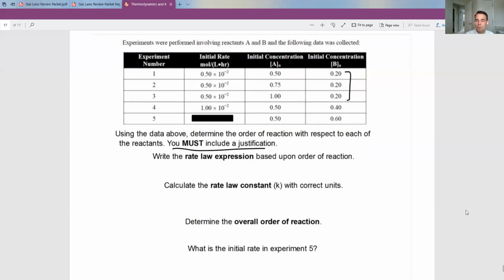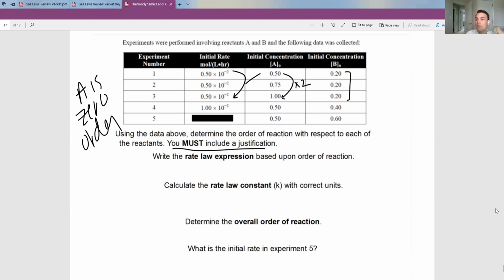I want to look at trials where the math is easy. So if we look at the concentration of A from 1 to 2, that doubles. Okay, so the concentration doubles. What happens to the rate? Well, from 1 to 3, the rate stays the same. Those are unrelated to each other. No relation. So that means that A is 0 order. There is no relationship between the rate and the concentration for A.